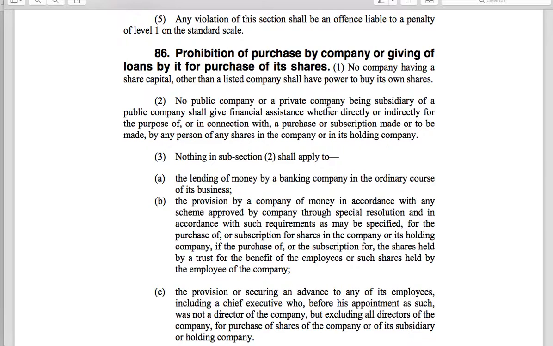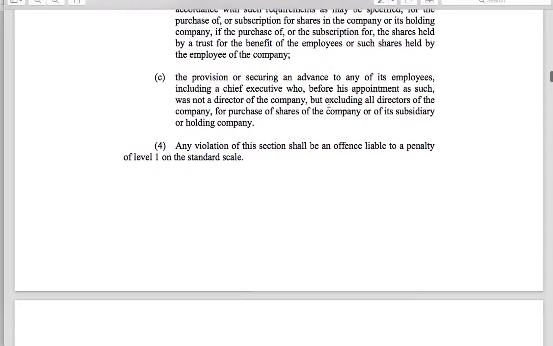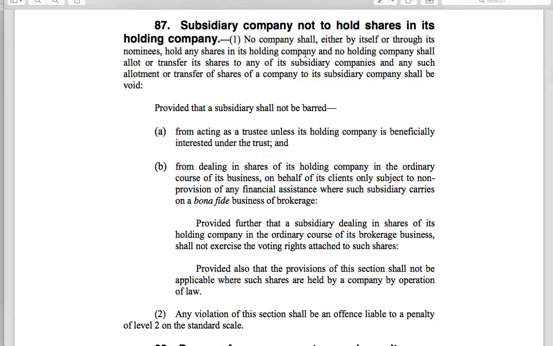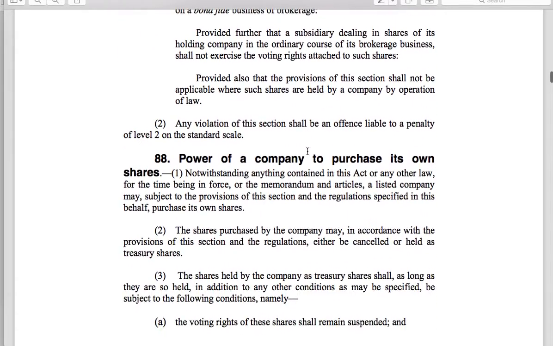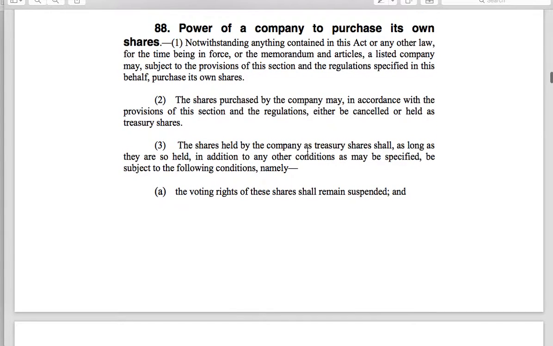The company cannot buy back those shares, though those shares can be traded in secondary markets or on the listed stock exchange, but the company itself cannot buy back. A subsidiary company is also not to hold shares in its holding company. So all these are prohibitions: a subsidiary company cannot hold the shares of its holding company. All these prohibitions are intact. They have not been modified. Today is 24th of May 2021, so as of today, all of these restrictions apply.